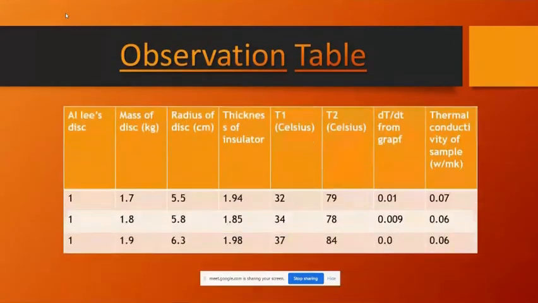This is the observation table. We have taken the aluminium leach disc. In this table, the mass of the aluminium disc is taken in kilogram, the radius of the disc is in centimeter, and the thickness of the insulator is in millimeter. T1, T2 are the thermocouple temperatures in degrees Celsius, and finally the thermal conductivity of the sample is calculated in watt per meter Kelvin. Next part will be discussed.